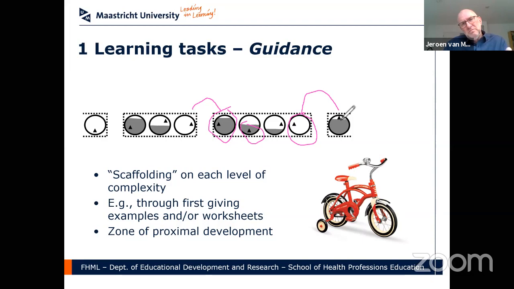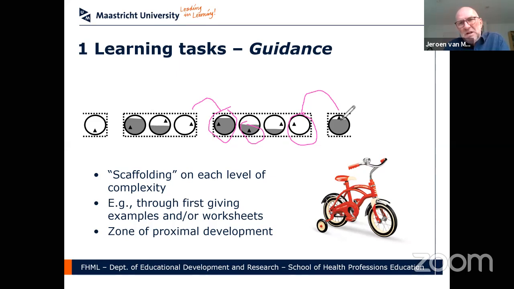Okay, so this is all about the first component, the learning tasks. And what we see here is that the learning tasks are ordered from simple tasks to more complex tasks, that on each level of complexity we need variation amongst tasks, and also on each level of complexity we first provide a lot of support and guidance. For example, we provide example materials, we provide process worksheets, but the support and guidance is decreasing until students are able to perform the tasks independently.